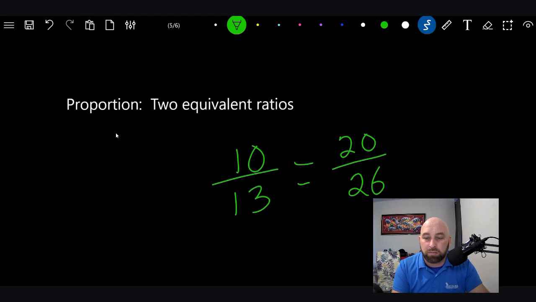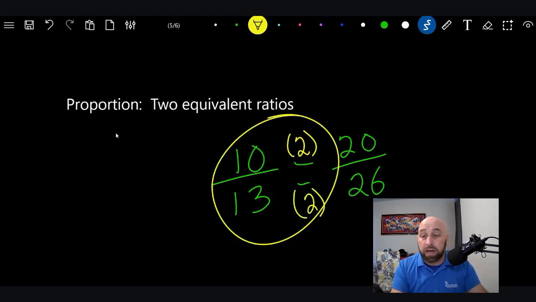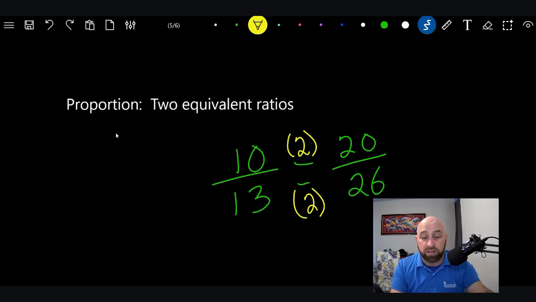How did I do that? What did I do? I just did it in my mind. It was magic. No. Okay, what did I do? I multiplied that by 2, and I multiplied that by 2. Remember, you can always multiply or reduce any fraction that you have. This one, you can't reduce it. There's no common factor there, so I went up to the next one.